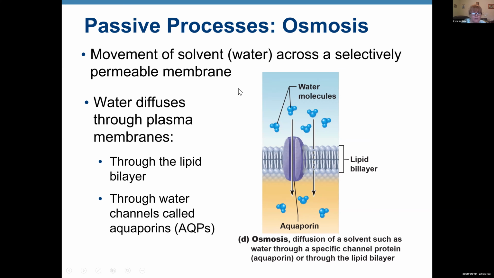This is passive transport as well, osmosis. It's the movement of water across a selectively permeable membrane. So water can diffuse just through the membrane. Even though water is a polar molecule, it's small enough to move through a lipid bilayer. Or water can also move through special protein channels that are called aquaporins. So here's an aquaporin, and this is just simple diffusion through the lipid bilayer.